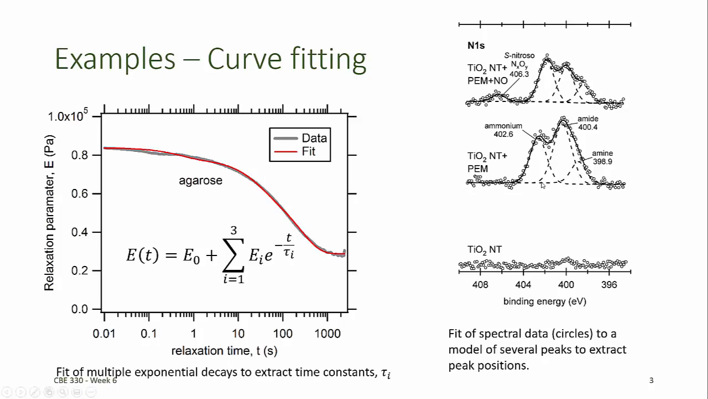The sum of the three peaks, each shown in the broken lines, is shown in the solid line that goes through the data points. By resolving the position, magnitude, and widths of these peaks, we can determine how much of the nitrogen in this sample is in ammonium groups, amide groups, and amine groups. In both of these examples, the curve fitting is used to obtain model parameters. In the next video, we'll introduce the technique of linear regression.